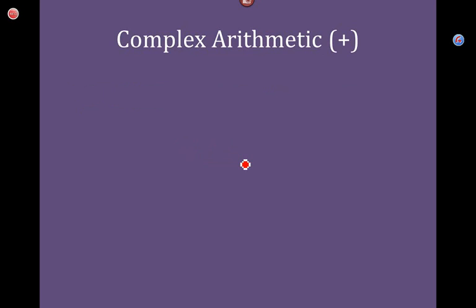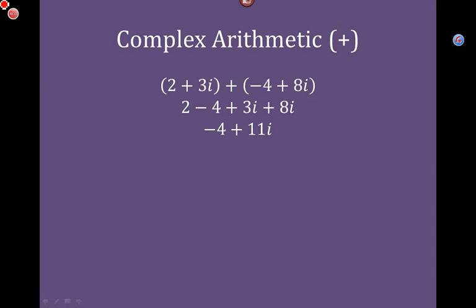What I want to do for the next couple minutes is show you how to do arithmetic with complex numbers. So first let's do addition. Here are two complex numbers containing imaginary numbers, and how you add them is just like how you would add binomials. You would combine like terms. We have a 2 and a negative 4, and a 3i and an 8i. Combine like terms, you get negative 4 plus 11i, and that is the answer. This is how you add complex numbers.